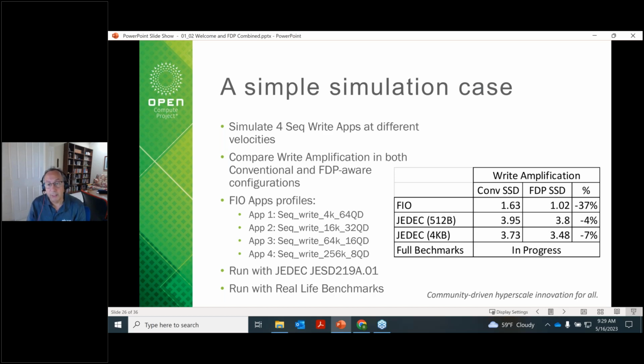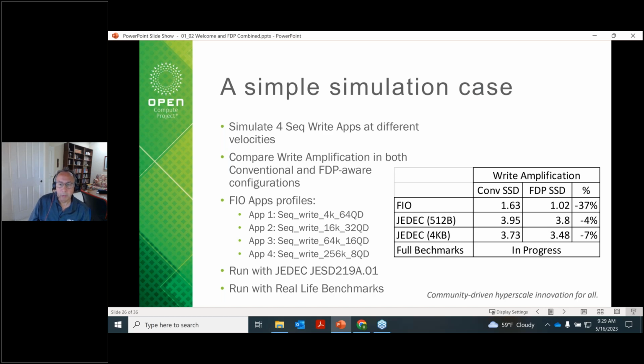Now, this is a 37% improvement, but remember, 1 is the floor also. The write amplification cannot be below 1 by definition. You write so much data, you get so much data on NAND. So this is actually almost complete elimination of write amplification. Very optimistic, maybe, but closer to reality than people may think.